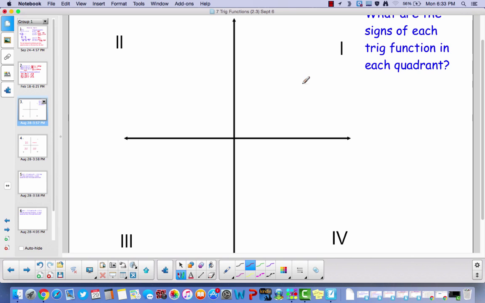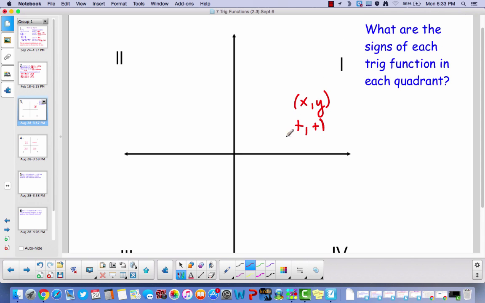All right. Okay, so in the first quadrant, our x is positive and our y is positive. So it's a plus, plus. In our second quadrant, our x is negative and our y is positive. So it's a minus, plus. In our third quadrant, they are both negative. And in our fourth quadrant, the x is positive and the y is negative.